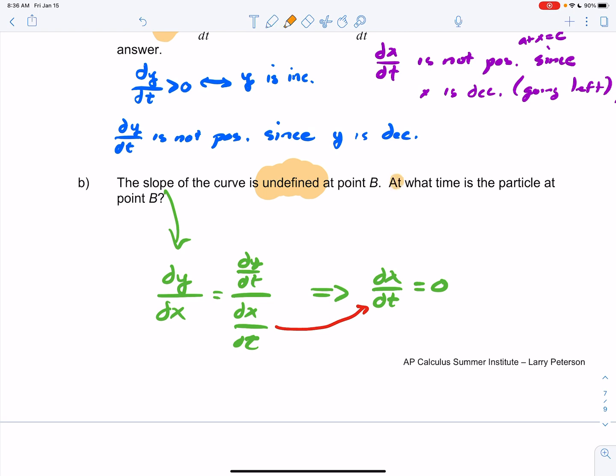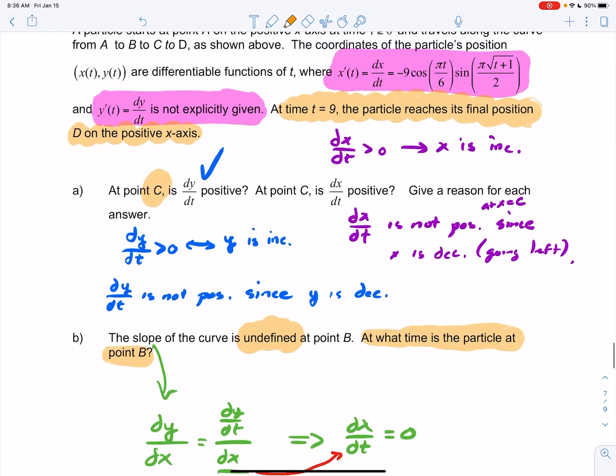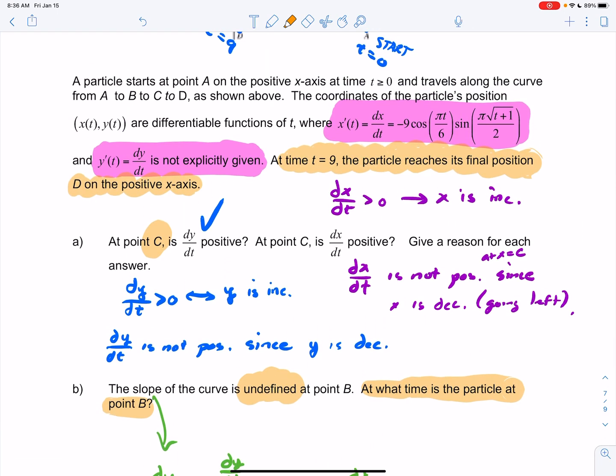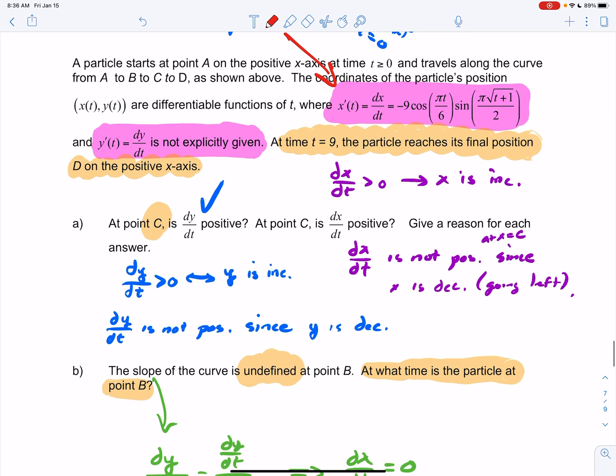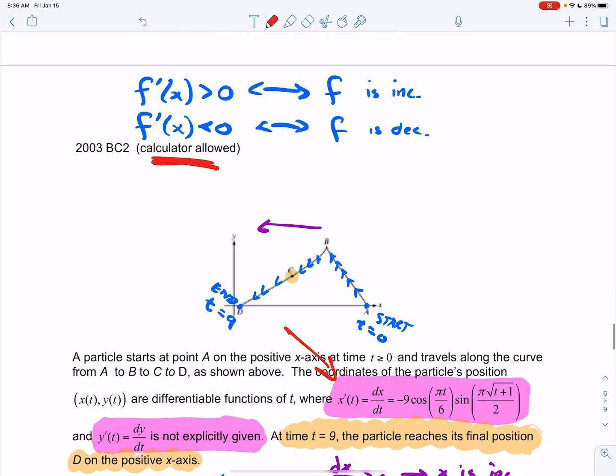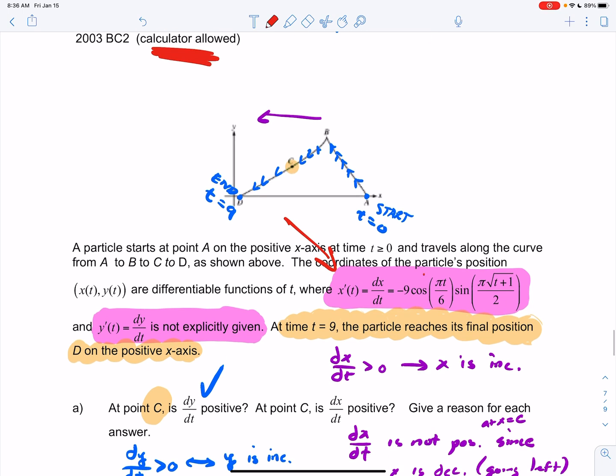Now it says at what time is the particle at point B? Notice how they give us the derivative of x right there in pink. That's a very extensive equation. You could solve it. Oh, it is calculator allowed, so that's fine. You can even do this by observation, but what you can do is graph that, and you can calculate your zeros.